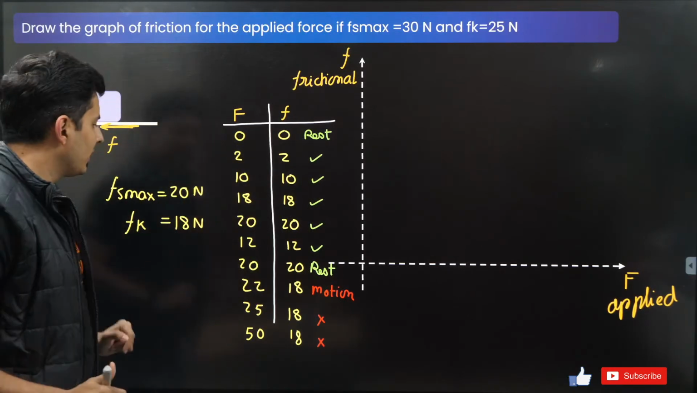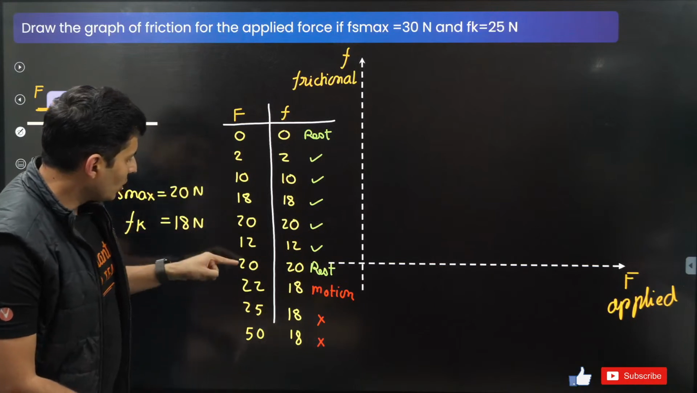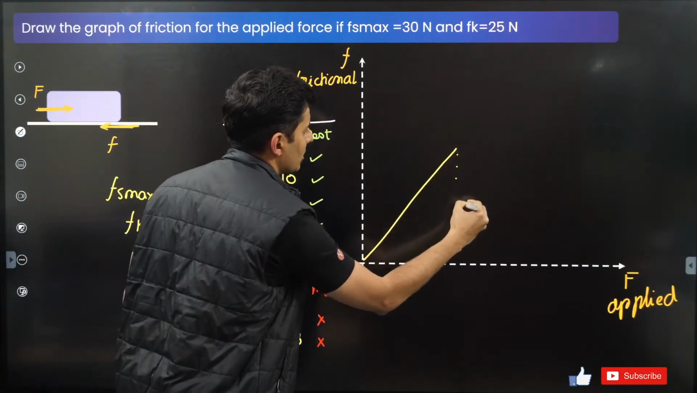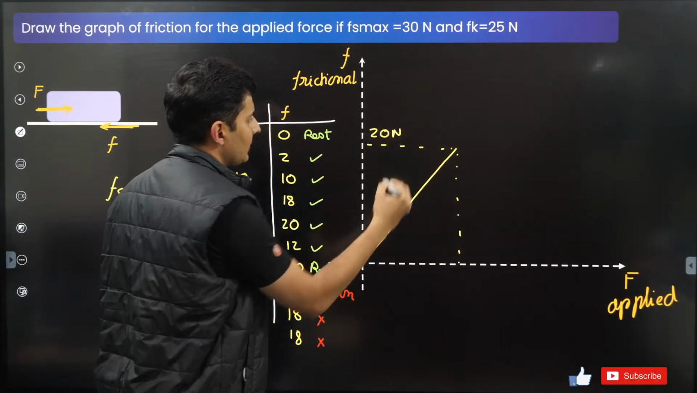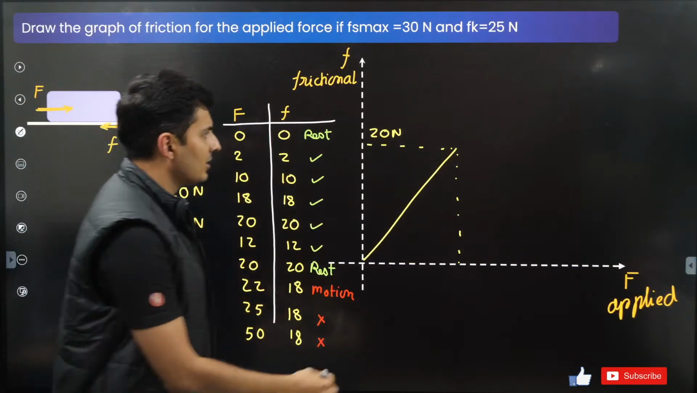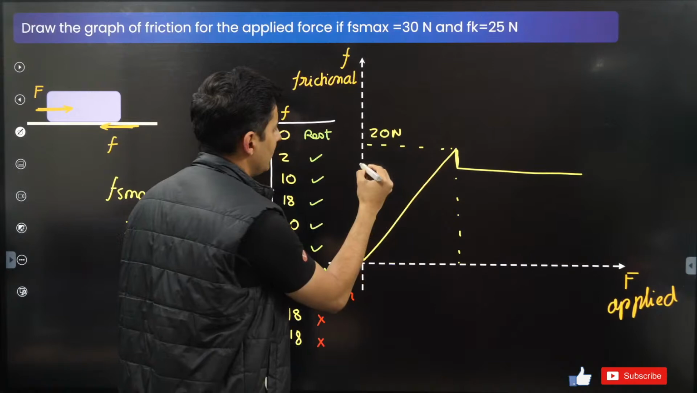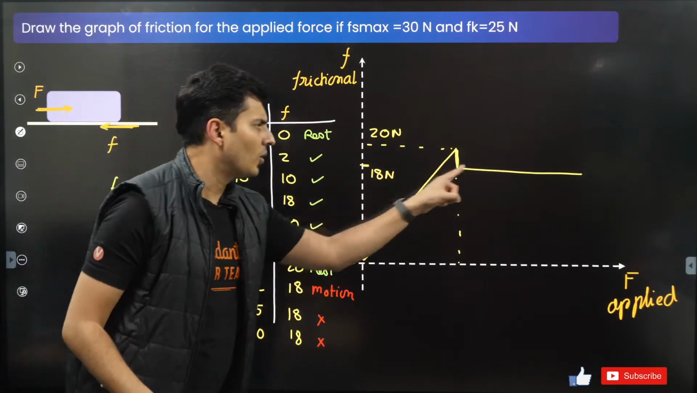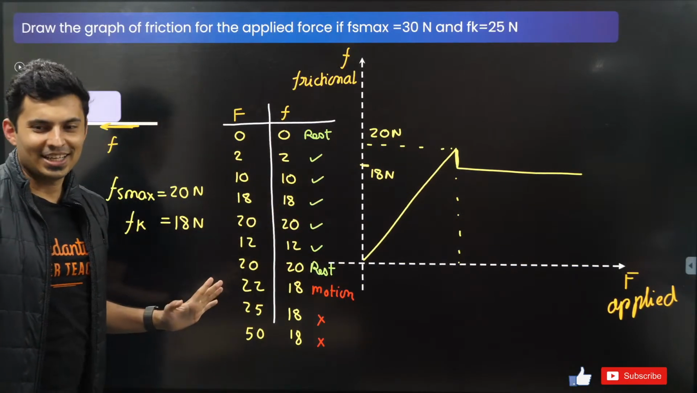So if I show it on the graph, maybe it will look like this. From 0 to 20, it did not change. So basically, this will be 20 Newtons. And after 20 Newton, it has dropped. And then it stayed constant at 18 Newton, whatever force you applied. So this is how the graph of friction will look.